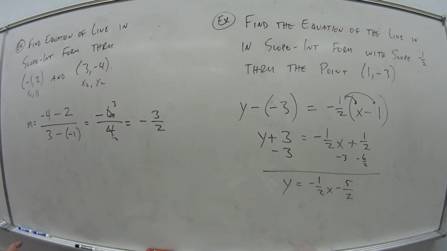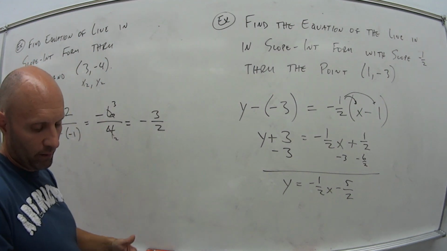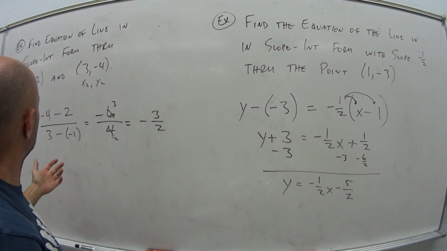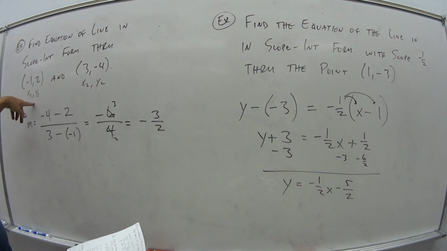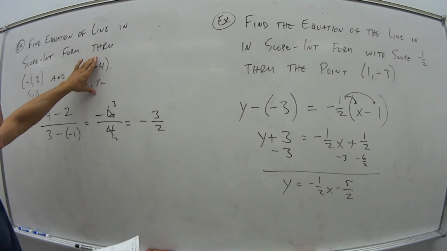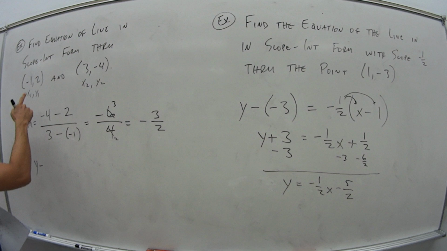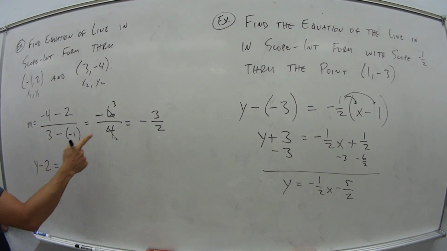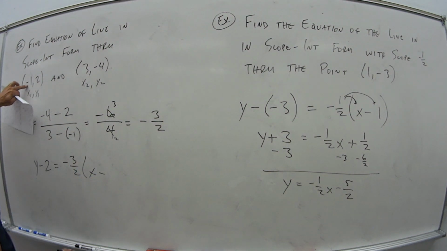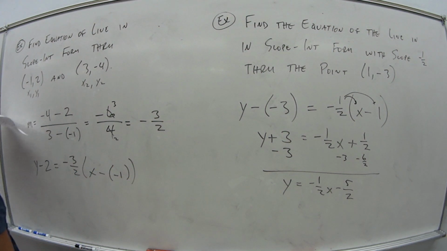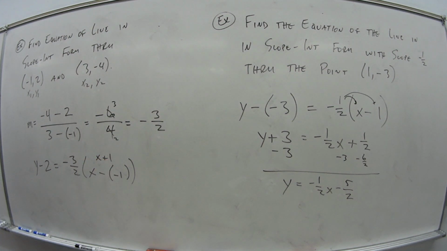So now I can use point slope formula. I have the slope, I actually have 2 points. And you can pick whichever one you want. So because I called this one x1, y1, I'll just use that. But you could have used 3, negative 4. It doesn't matter which one you choose. So we have y minus y1, which is 2, equals m, the slope, negative 3/2 times x minus x1, which is negative 1. So this is really like x plus 1 on the inside here.